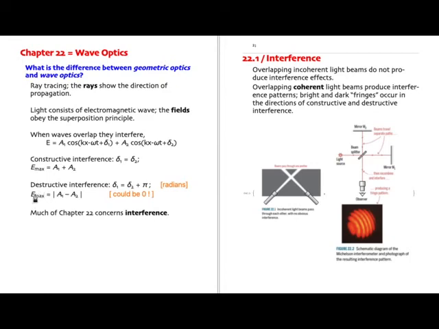So this will now be less than either of the combined waves. In fact, if we had A1 and A2 equal, E max would be 0. The electric field would just be 0. So that would be complete destructive interference. You would have two waves overlapping, and the combination would be no wave at all.